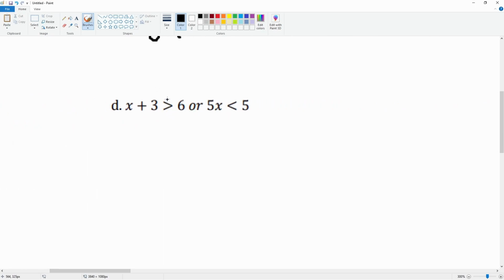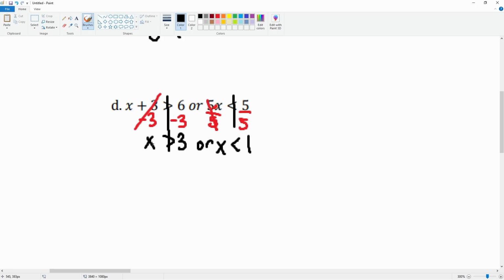D, let's do this again. Here's the bar down. There's a plus 3 attached to the x, so we're going to minus 3 from both sides. Plus 3 minus 3 will cancel, leaving me with an x. The inequality is a greater than, and 6 minus 3 becomes a 3. The other problem, let's draw the bar down that middle. There's a 5 in front, attached via multiplication, so we're going to divide by 5. 5 divided by 5 will cancel, leaving me with just an x. Bring down the inequality, 5 over 5 becomes 1. So x is greater than 3 or x is less than 1.